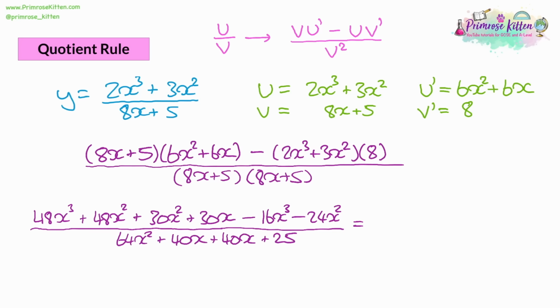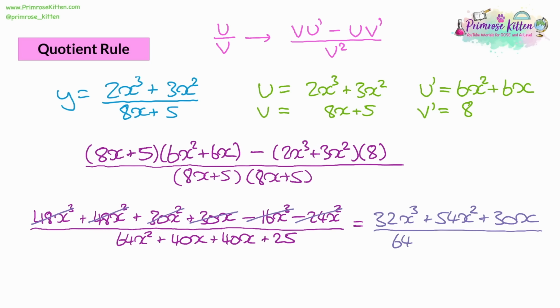Let's look at the x cubes first. We've got 48x cubed, and then we've got a negative 16x cubed. So 48 take away 16 is going to give us 32. Then we can look at the x squared. So we've got 48. We're going to add on 30. And we're going to take away 24. That's going to give us 54x squared. Then we've got the x term, there's only one, 30x. Then the denominator, we've got 64x squared, 40 plus 40 equals 80x, and the 25.